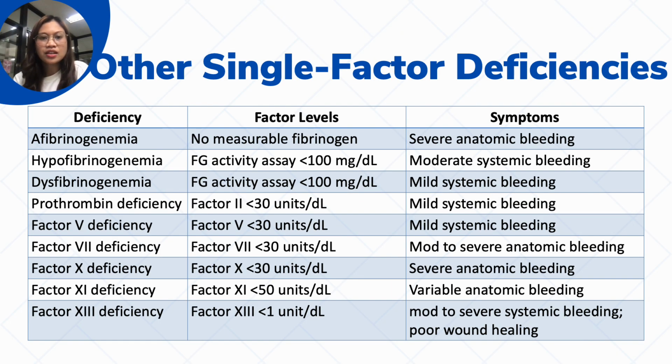These are the other single factor deficiencies which present mild to severe bleeding depending on the severity of the disorder. For factor XIII deficiency, moderate to severe systemic bleeding and poor wound healing are observed because of a deficiency in the factor that stabilizes the fibrin clot produced during coagulation.